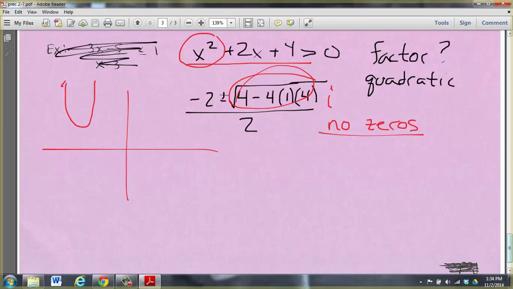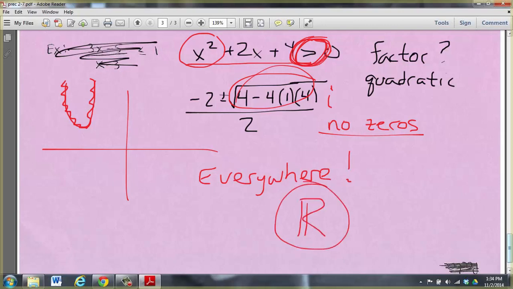So where is this particular graph greater than 0? Everywhere. So what would our solution be? Our solution would be all reals.